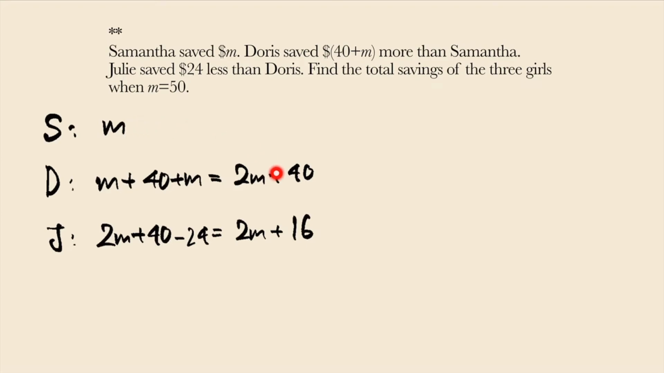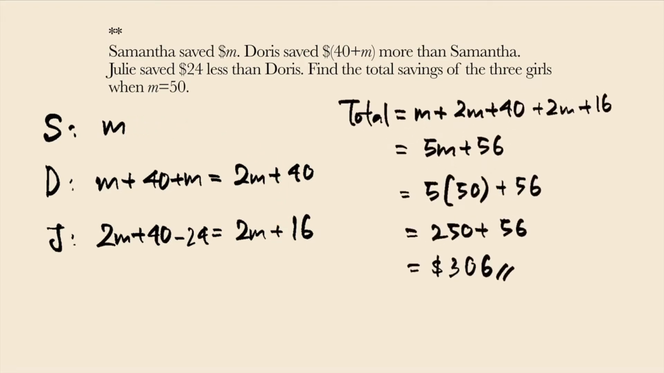Well, we can simplify the expression first. And that is going to be M, 2M plus 40, 2M plus 16, simplified to 5M plus 56. So here, instead of writing M equals 50 3 times, I just need to write it once. And therefore the answer is $306.